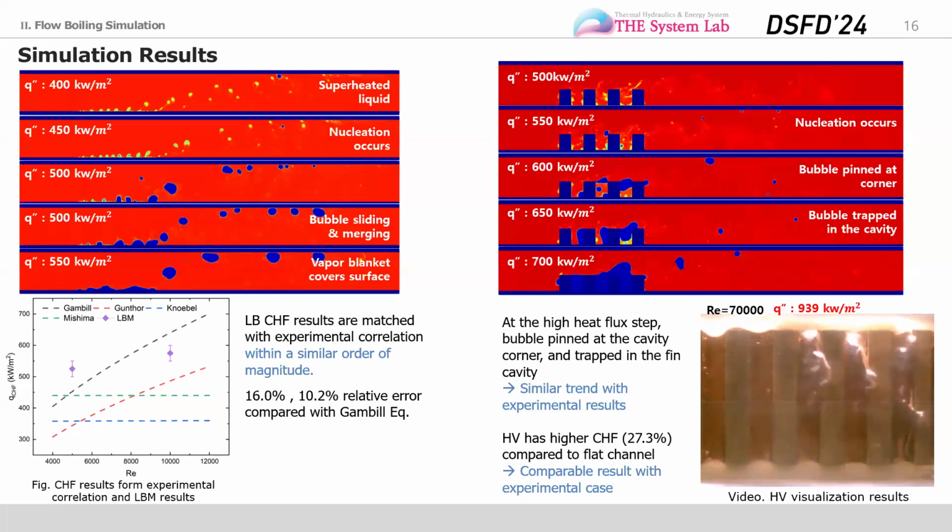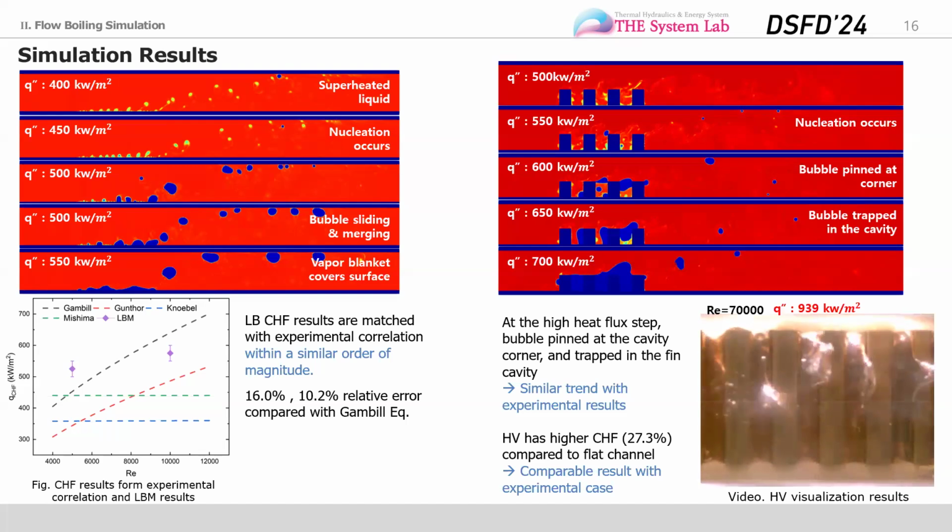As you can see in the right figure, the first nucleation occurs at 550 kW/m² of heat flux. And as heat flux increases, the bubble is pinned at the corner, and this pinned bubble grows and merges in the cavity, and it cannot escape easily in the structured cooling channel. And this phenomenon can be found in the experimental result, and with the LB simulation, we can reproduce bubble dynamics similar to the experimental result.